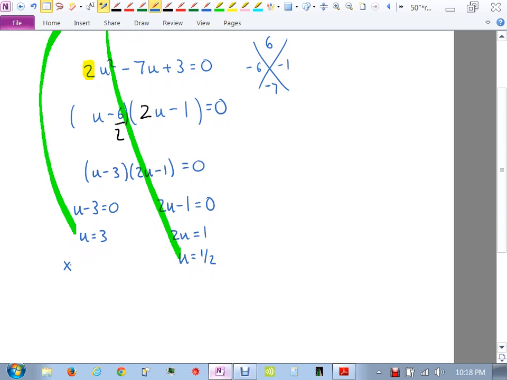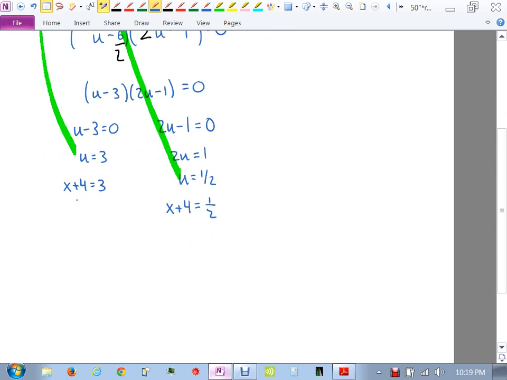So I have x plus 4 equals 3. Then over here, x plus 4 equals 1/2. And solve each of these for x. So subtract 4 on both sides here. Get x is negative 1.